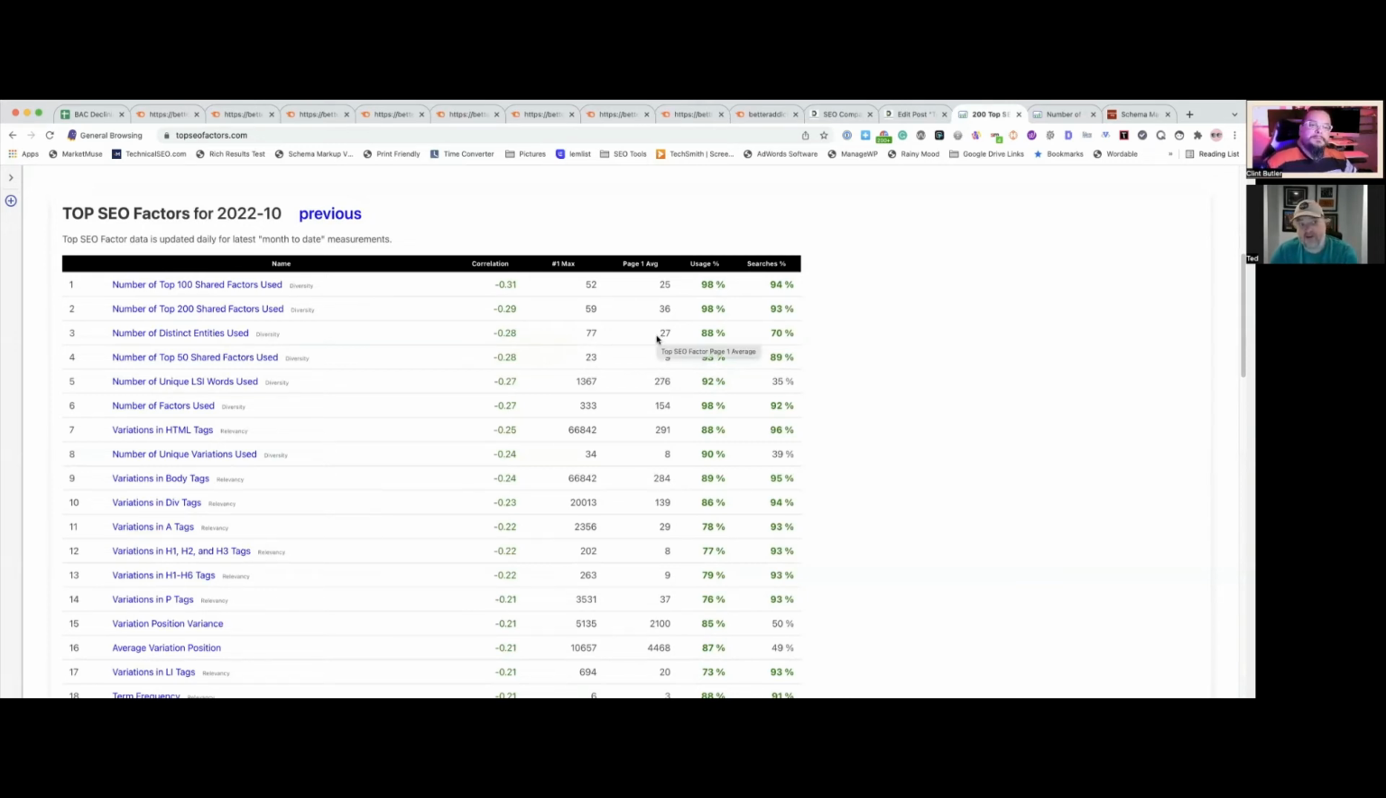And so it's really interesting when you look at the variations in the HTML tag in number seven, somebody had almost 67,000 variations on a page and they got punished all the way into the number one spot. Yeah. Honey Witcher should be ashamed of herself.